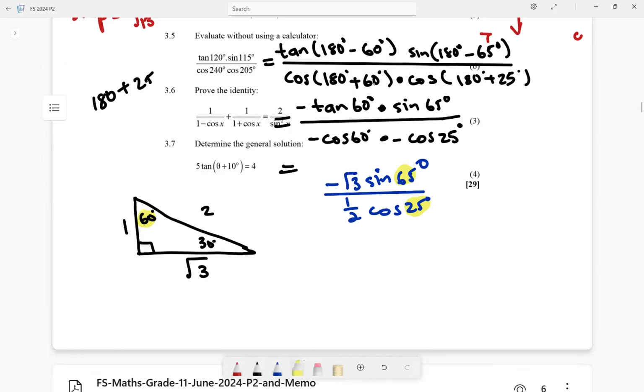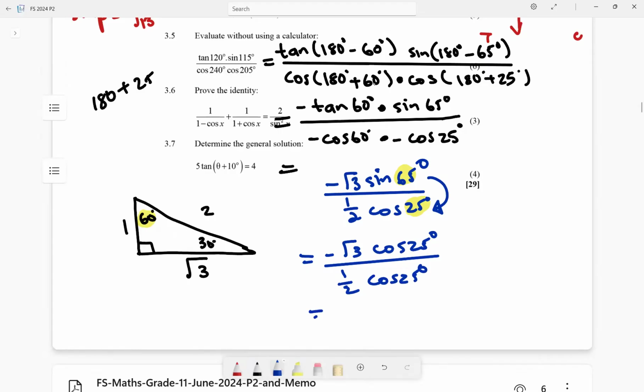If I can change one into the other, what do I mean by that? I can say this is negative square root of 3, multiply, I can change this one into cos 25 degrees, divide by half. This one you leave it. You change one of those. Do not change two. In an exam you'll go crazy. Then now I can eliminate this and this.